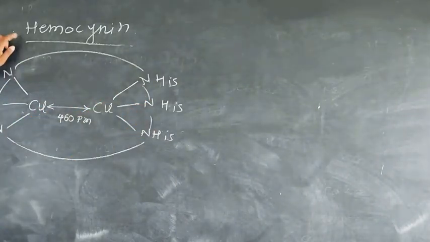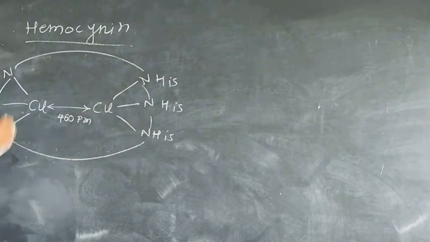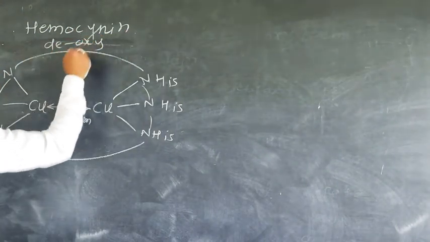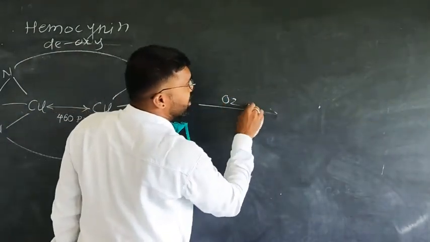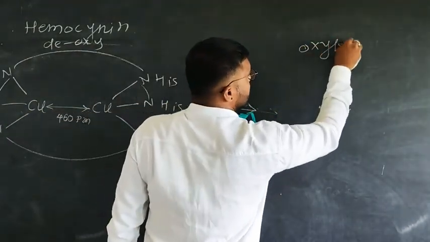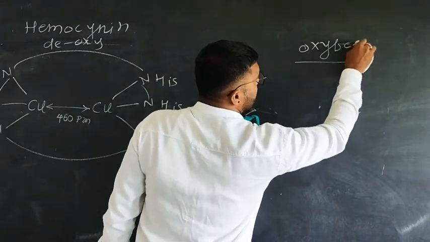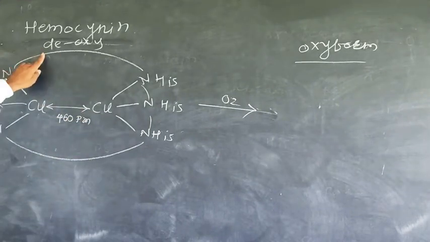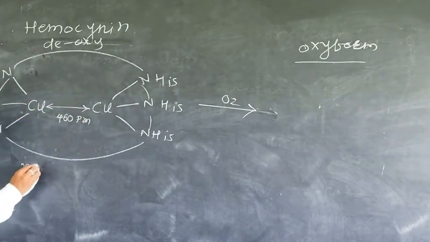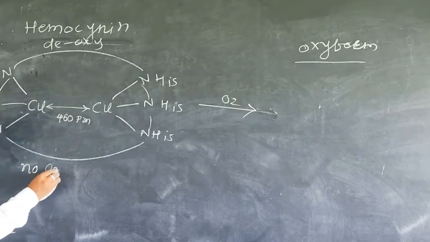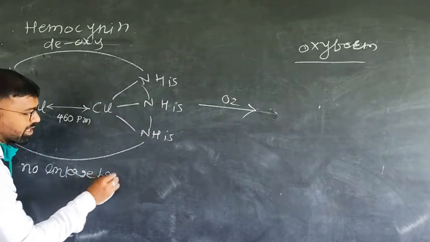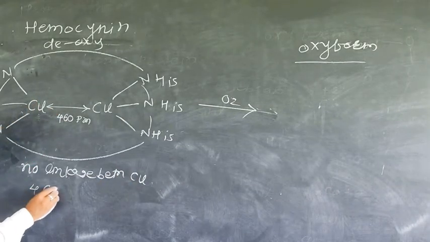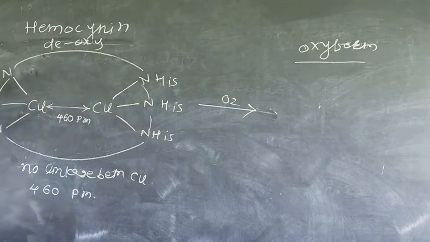Okay, as it does the function of oxygen carrier, there are 2 forms of hemocyanin. One is the deoxy form. When it gains oxygen, it is converted into the oxy form. So first, regarding the deoxy form, I am writing here the features of the structure. No linkage between copper. Then the internuclear distance between the copper atoms is about 460 picometer.